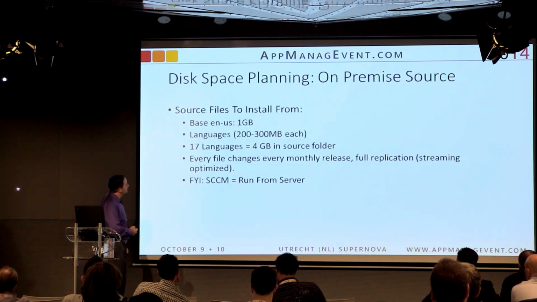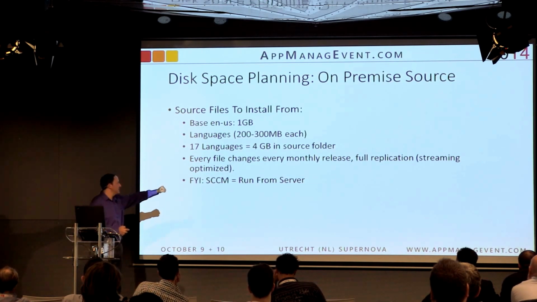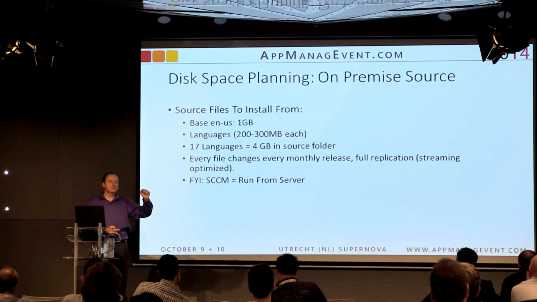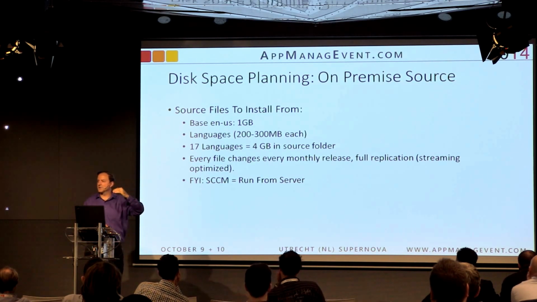Source files. So if you're going to do on-premise source, you have about 1 gigabyte of source as the base for US English. Each language pack is about 200 to 300 meg each. In the case of where I am, 17 languages gives us a 4 gigabyte folder. And Office expects that 4 gigabytes to be intact when it goes to install a language.